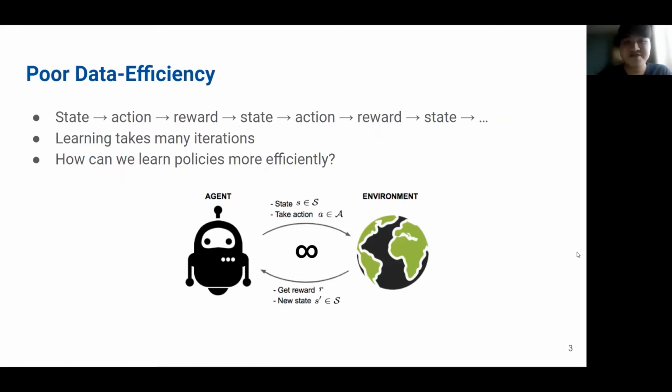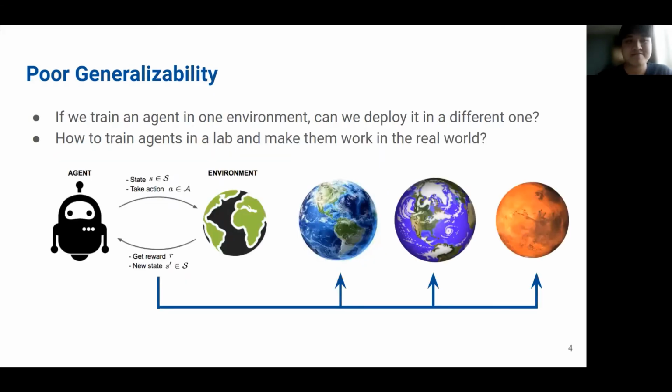Reinforcement learning suffers from two main problems. First is poor data efficiency. As you see, the agent is at a state, takes an action, gets the reward, and then moves to another state, takes another action, and gets another reward. This learning takes a lot of iterations. So we need some way to learn policies more efficiently.